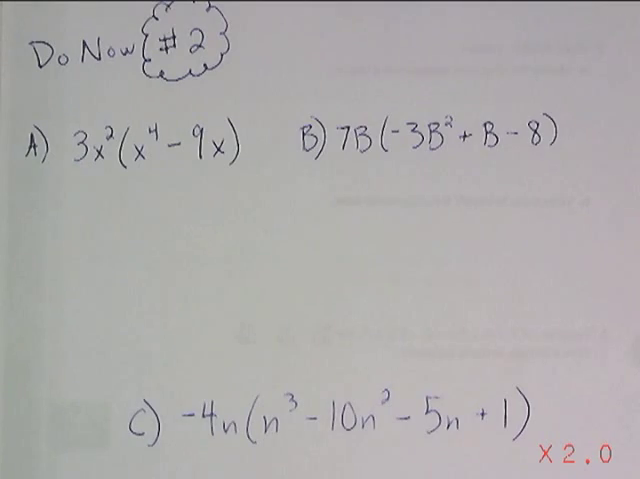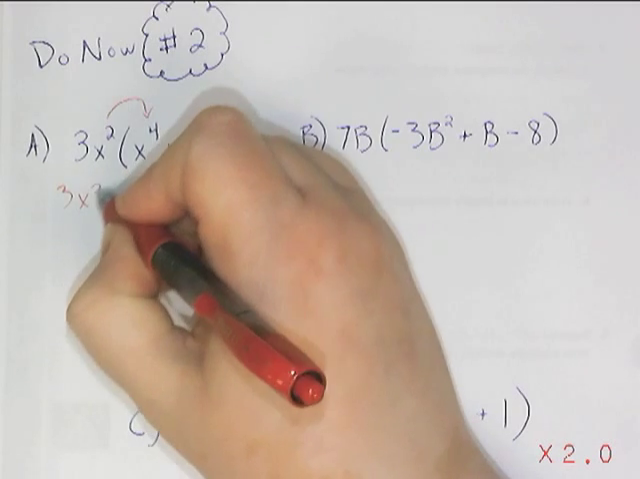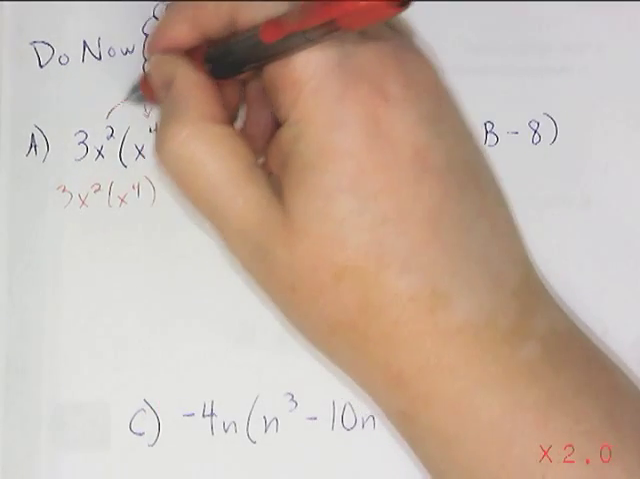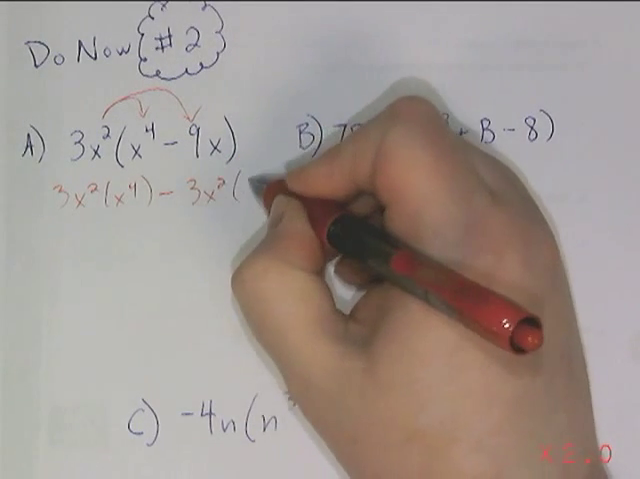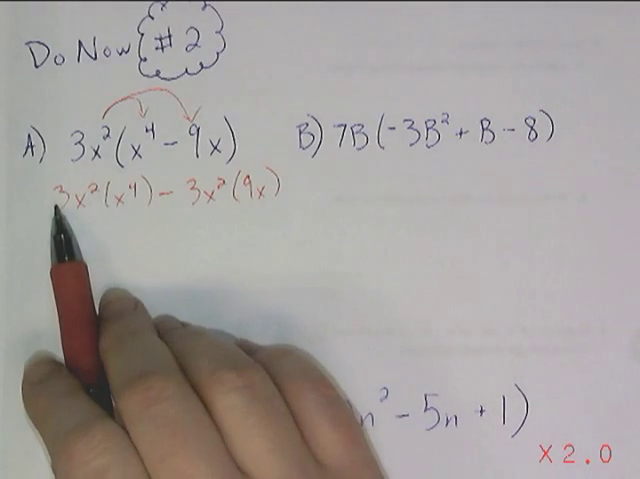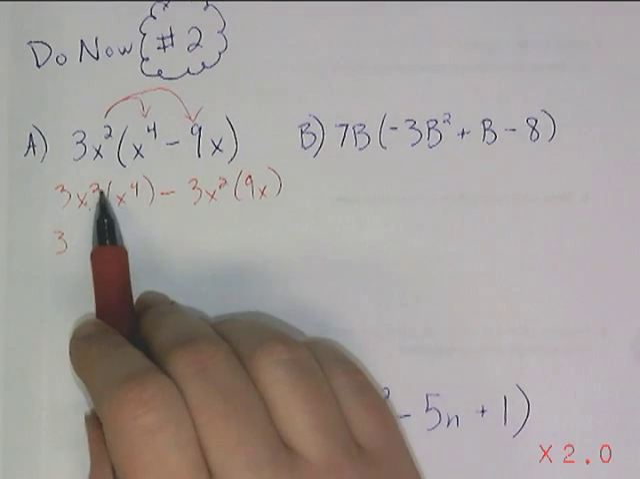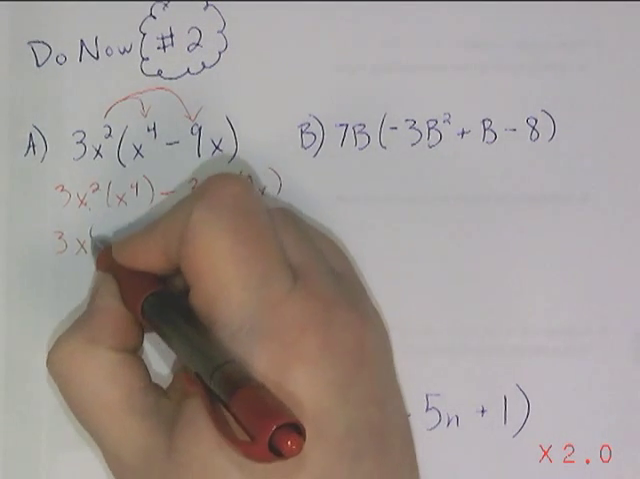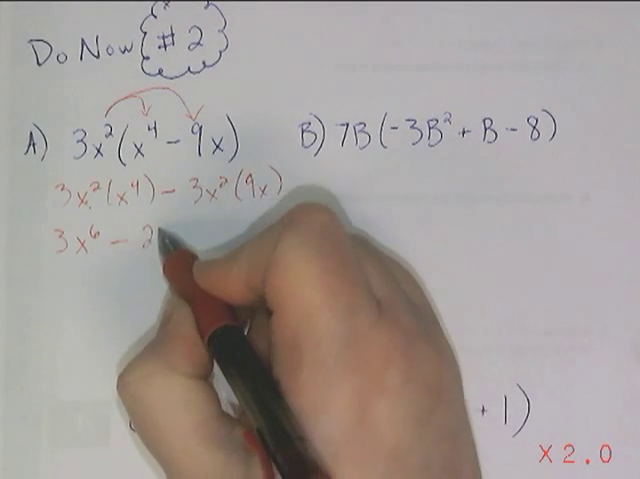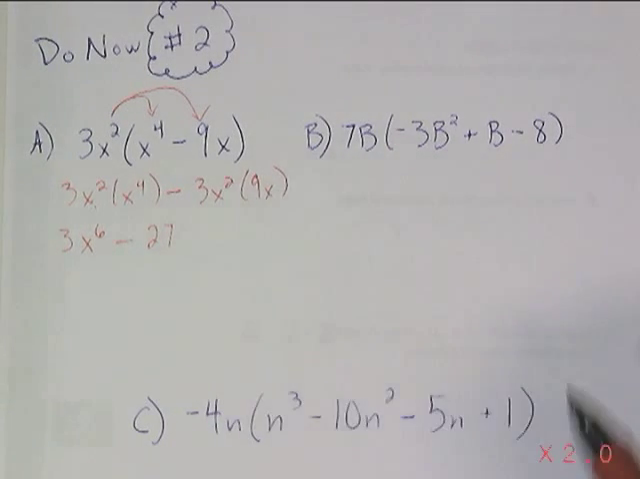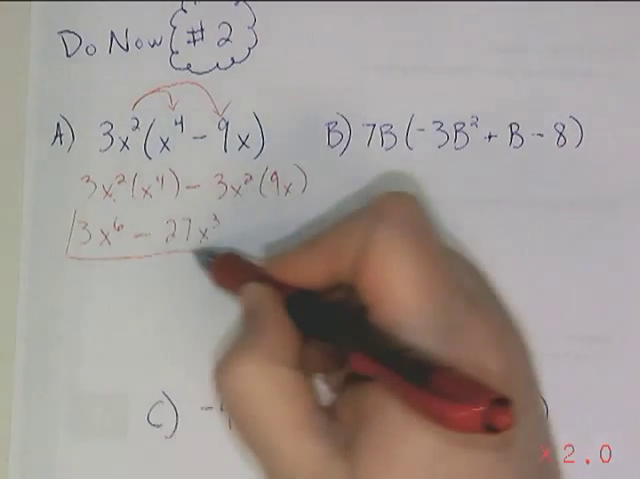Now that you're back, let's see how well you did. I need to multiply 3x squared times x to the 4th and 3x squared times 9x. I'm copying down my minus sign. 3, no coefficient over here, I still have a coefficient of 3. X squared multiplied by x to the 4th is x to the 6th power. Minus 3 times 9 is 27. X squared times x, x to the 3rd power. There's our answer.